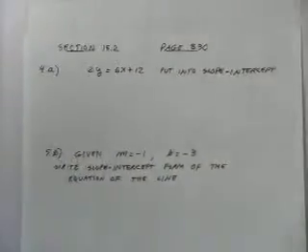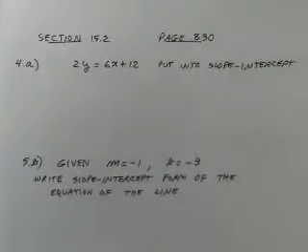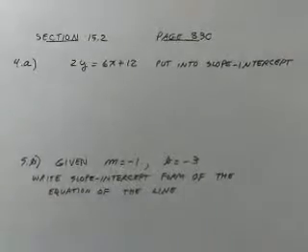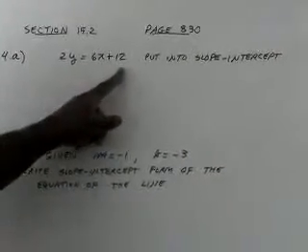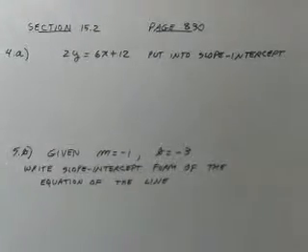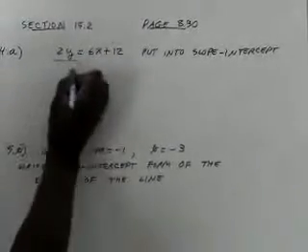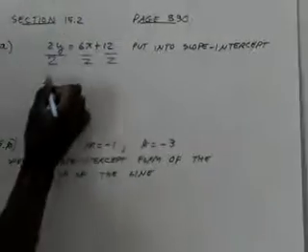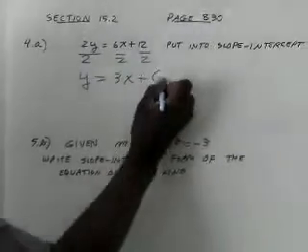We're going to move to section 15.2 to look at some further problems. Page 830 is where the problems begin, and we're going to start with problem 4a. And we have a linear equation, 2y is equal to 6x plus 12, and we want to put it in what is called slope-intercept form. In this particular case, very simply, divide everything by 2 and reduce. We get y is equal to 3x plus 6.